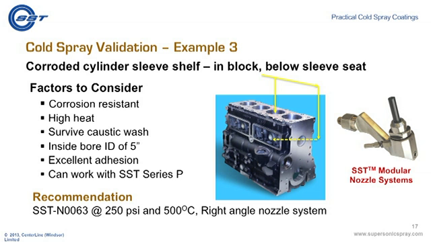So what we recommended in this particular case is use of our SST N0063 at the maximum pressure of the Series P gun, which is 250 psi, and the upper temperature limit of the manual gun, 500 degrees C, and a right angle nozzle system. I wanted to make mention that we introduced a new modular nozzle system late last year.